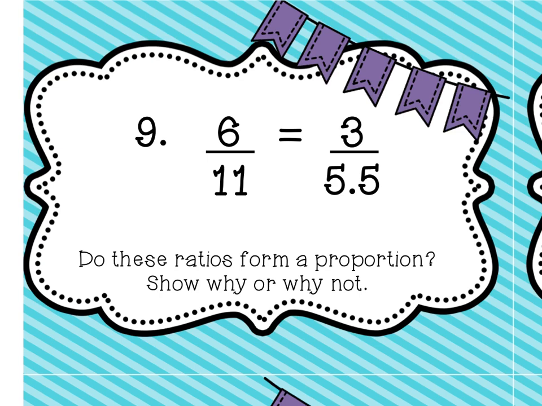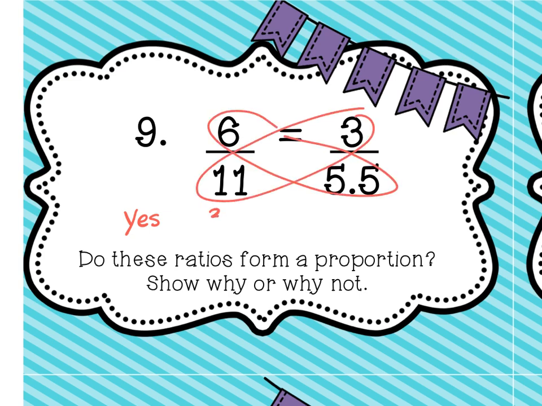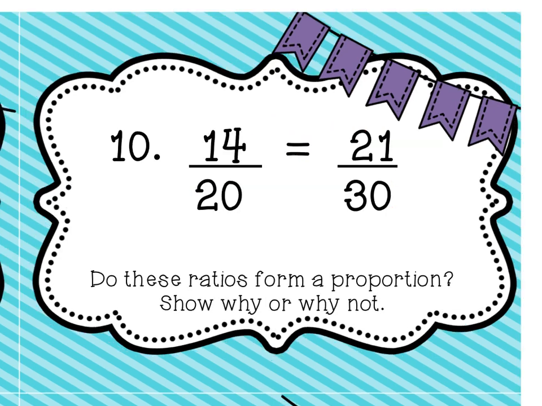So for number 9, do these ratios form a proportion? Yes or no? And state how you know. Yes, these two ratios form a proportion because when you find the cross products, you get 33 on both sides. Please go on to number 10.